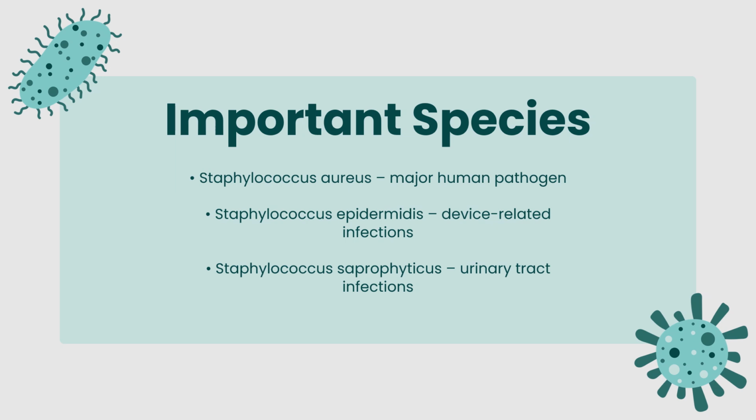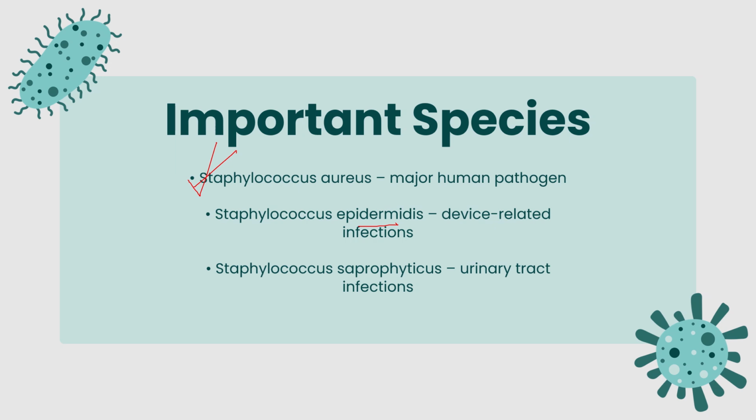So we will be discussing mainly three important species. First is Staph aureus, which we have already seen. It is the major human pathogen. We have seen it causes pus forming infections, abscesses. Another one is Staph epidermidis. Epidermidis, as the name suggests, is most commonly present on the epidermis, on the skin, as a commensal.